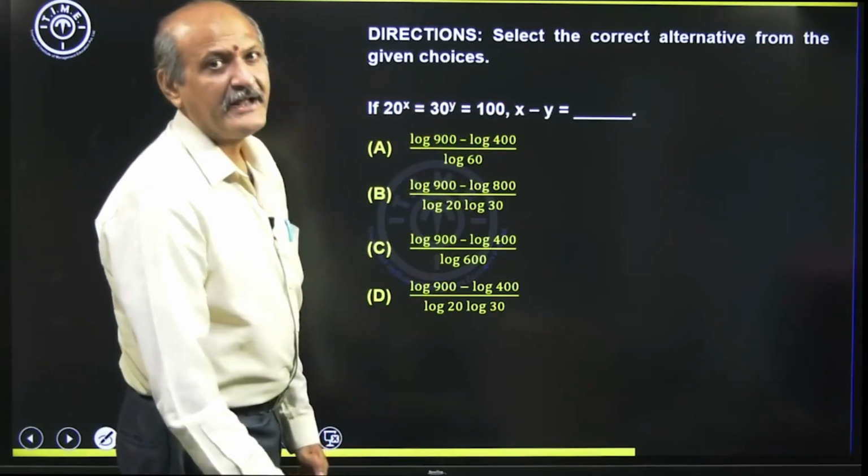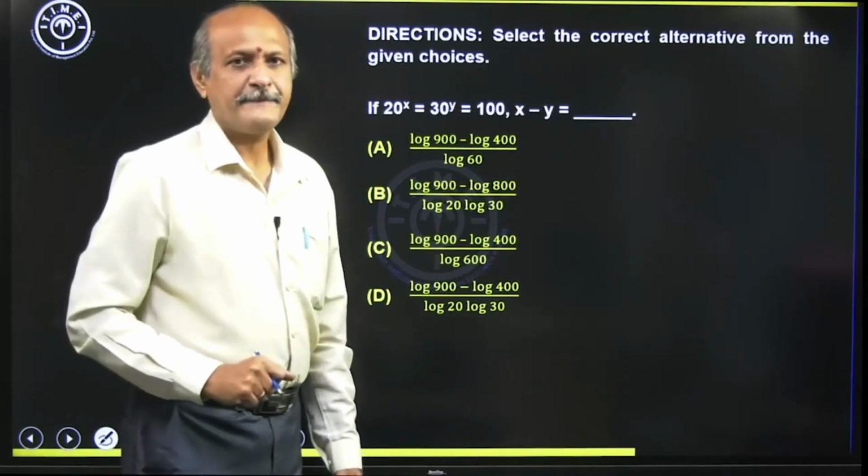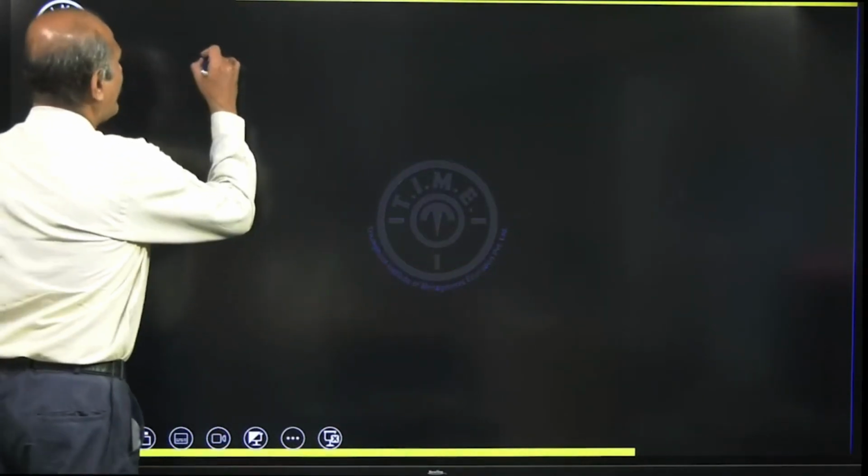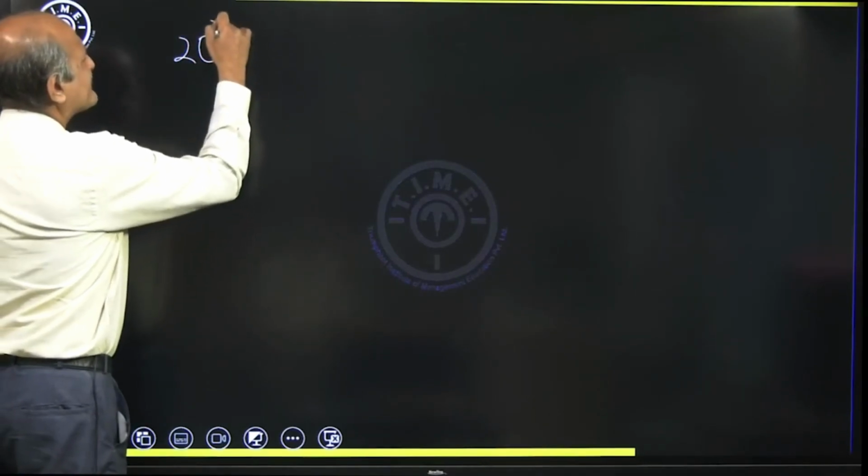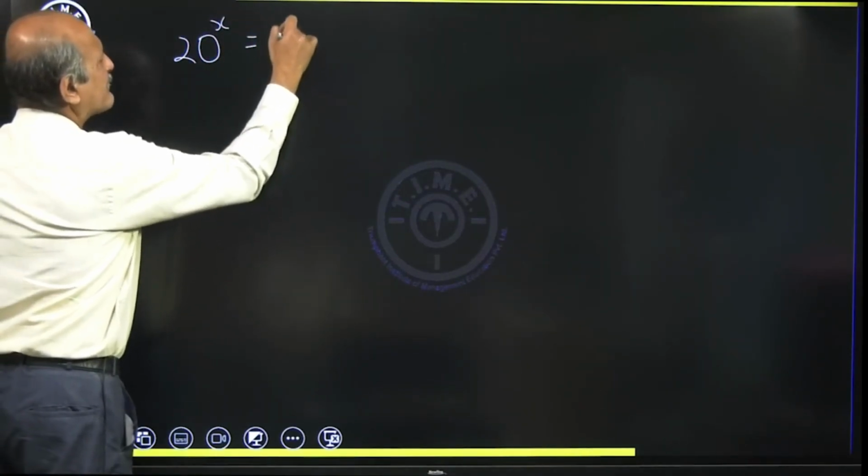is equal to 100, and that 100 can be written as 10 square. Let's understand. One way we can tell this one: 20 power x is equal to 100, which is equal to 10 square.